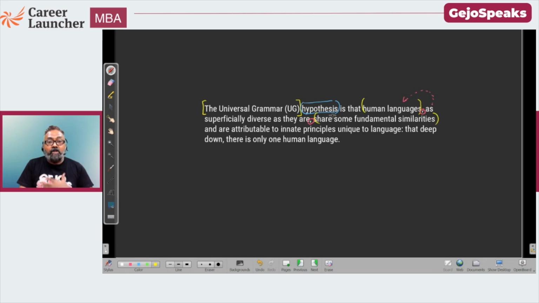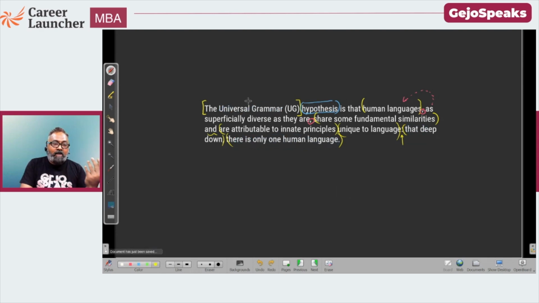Okay, it shares some fundamental similarities and is attributed to innate principles unique to language. And there's a colon. Okay, now let's summarize this: that deep down, there is only one human language. So even if I only understand that universal grammar makes a hypothesis that deep down there is only one human language, I can still get a sense of what the sentence wants to tell me. Right? Look at the way in which the sentence is structured.